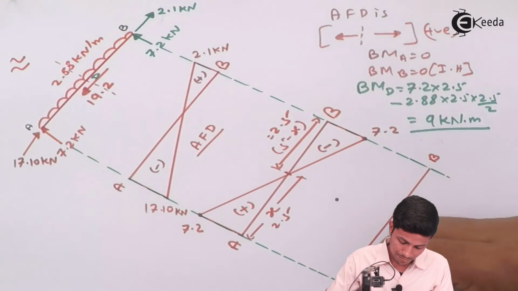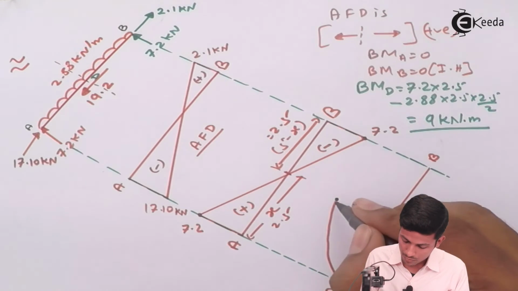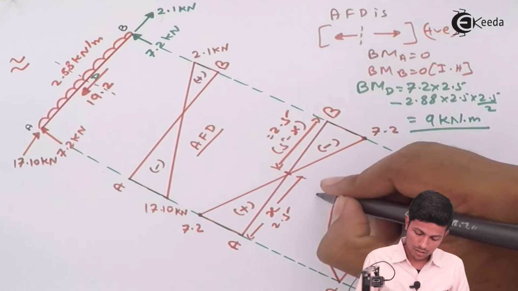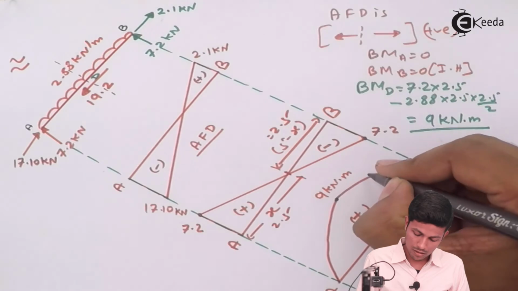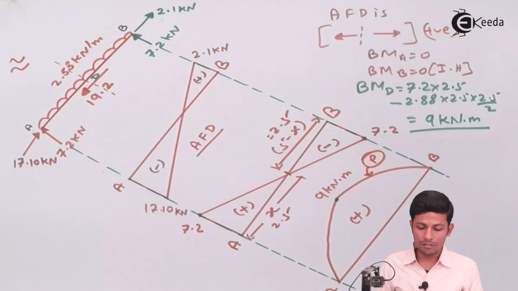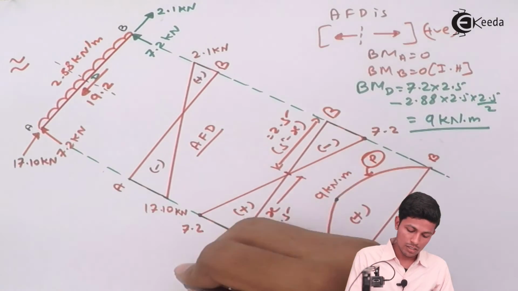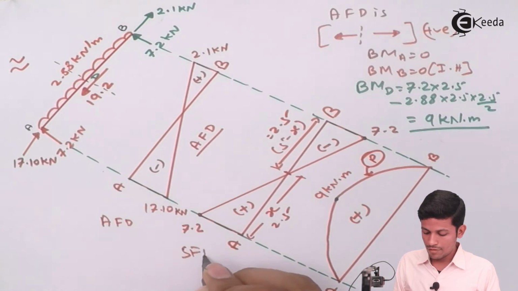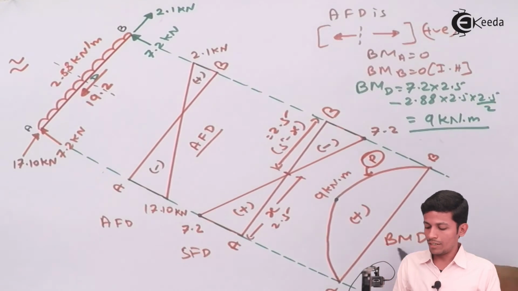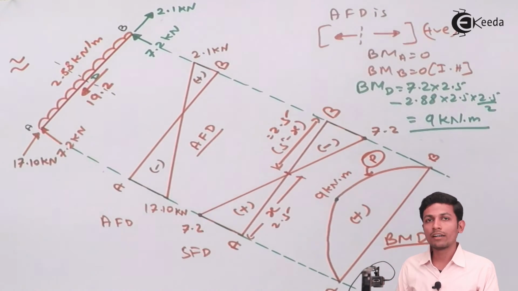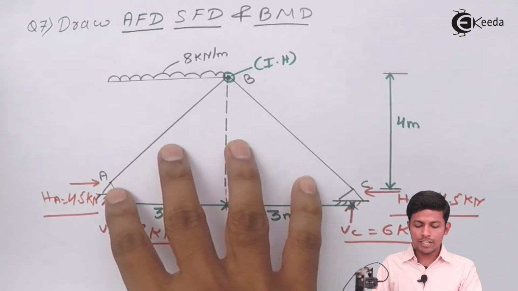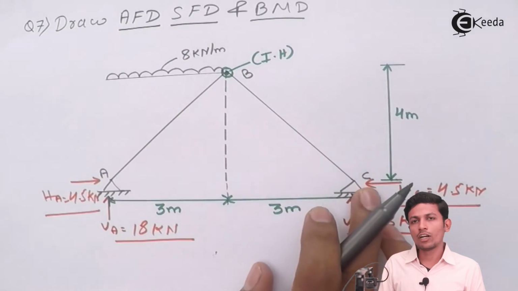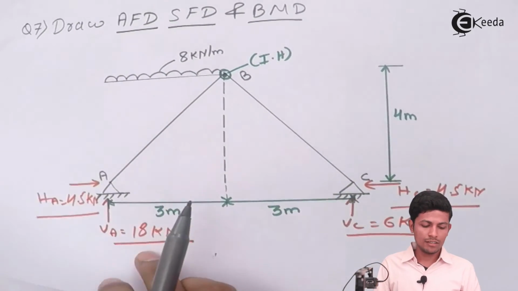Now draw the diagram. This is your positive sign, that's why this is a parabolic curve. Now this is your AFD, this is your SFD, and this is your BMD. Okay, now we have done with the first part, A and B. Now draw the FBD of the part B and C and draw the AFD, SFD and BMD. Let's see how it will come.